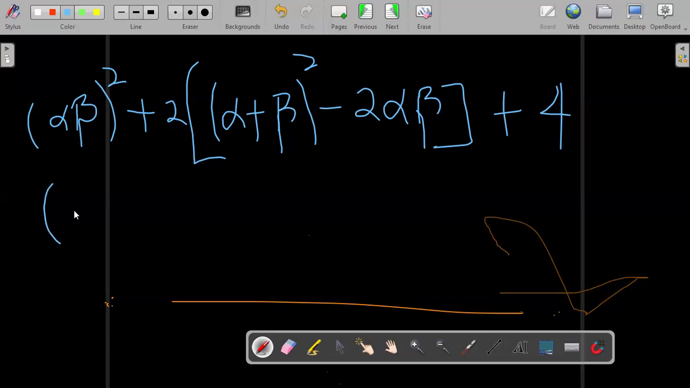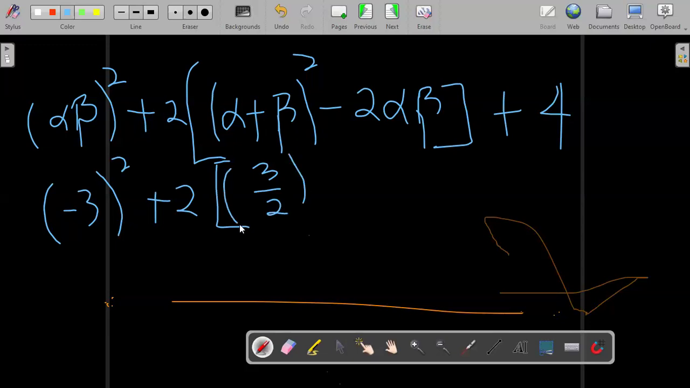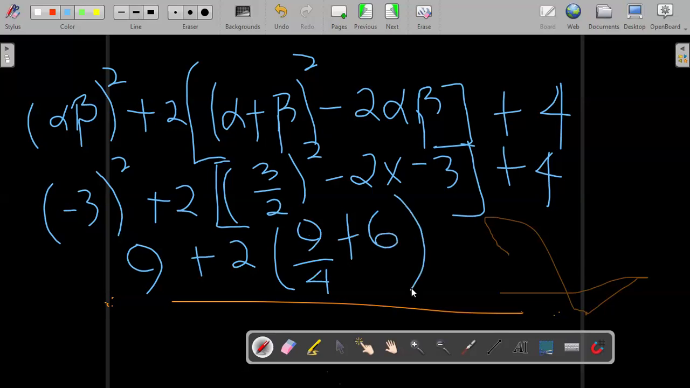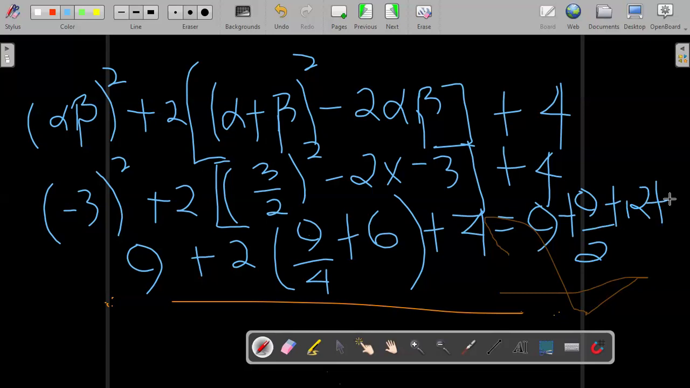So alpha beta was minus 3, we got. That becomes minus 3 squared plus 2 into alpha plus beta, which was 3 over 2, all squared, minus 2 times minus 3, plus 4. If I simplify, that will give me 9 plus 2 brackets, here is 9 over 4, plus 6, plus 4. So which is 9 plus, that will give us 9 over 2, plus 12, plus 4.